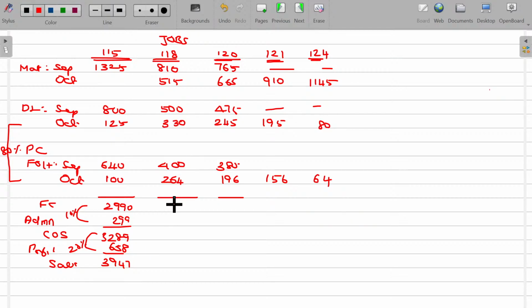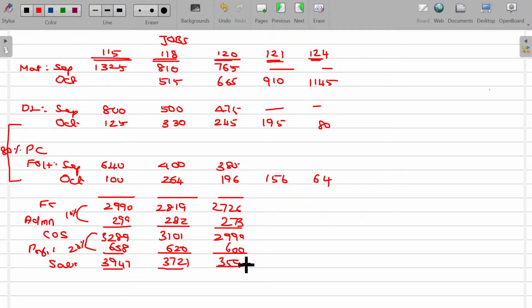And here the total being 2819. Admin overhead 10% on this being 282 and 3101, and 20% on this being 620, 3721. Here 2726, 10% being 272.6, 2,999, and 20% on this rounded off being 600, so 3,599. And what about this one, sir? This one is nothing but work in progress, cost of production of work in progress. So with that, job and batch also over.